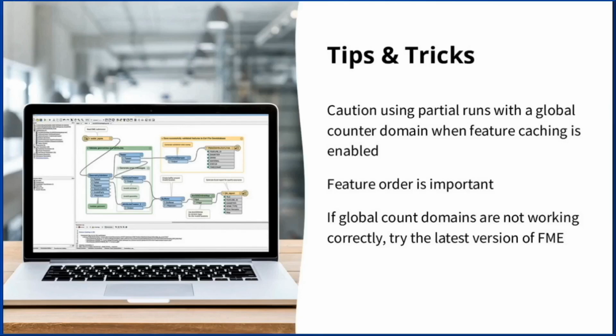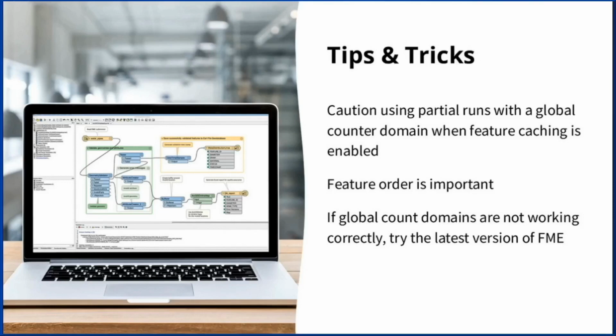Okay, so some tips. Be careful using a global counter with partial runs when feature caching is enabled. If you're familiar with the variable setter and variable retriever, the count domain behaves similarly. You want to make sure the first counter that initializes the count domain is run each time for a partial run. Otherwise, your results may be incorrect.